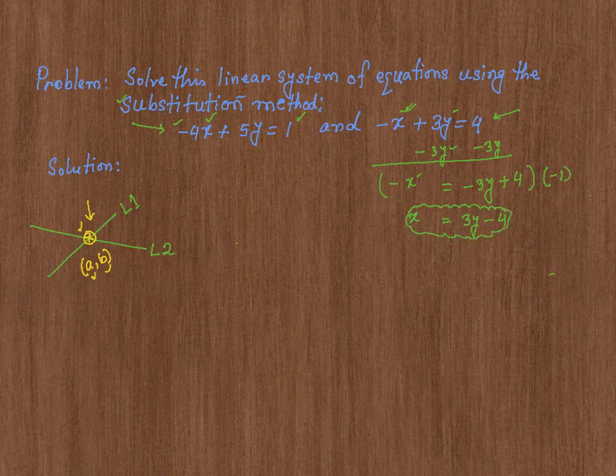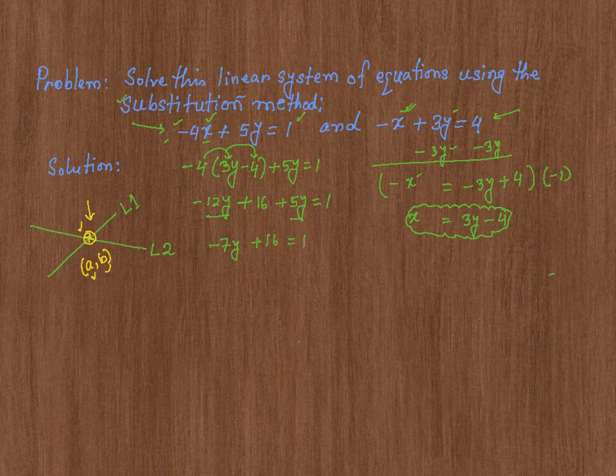Now I am going to take this x value and plug it into this equation, where -4 times x, but instead of x I am going to put 3y minus 4, plus 5y is equal to 1. Now use the distributive property. -4 times 3y is -12y. -4 times -4 is +16, plus 5y is equal to 1. Now -12y plus 5y is -7y, plus 16 is equal to 1.